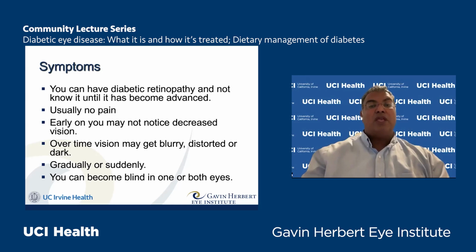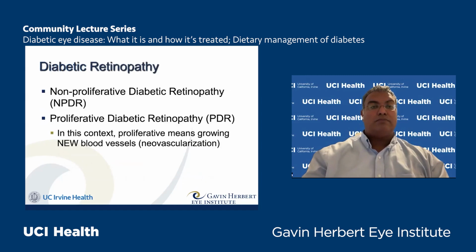And over time, the vision can get blurry, distorted, or even dark. Oftentimes, first people will notice things like color differences are not as apparent to them. We call this a loss of contrast sensitivity. This can happen gradually or suddenly. You can become blind in one or both eyes, and that is obviously something we want to avoid.